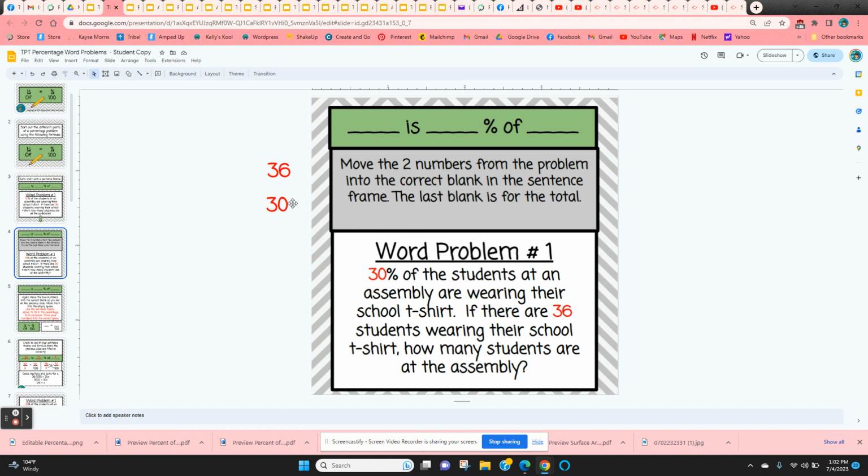So we know the percentage is 30. They just click and hold on the edge, the blue box, and they can move that into place. Now the 36, it's either going to be the small number, the part, or the large number, which is the whole. We don't know how many students are at the assembly. That would be the total, the large number. So 36 would be just the number that had their t-shirts.